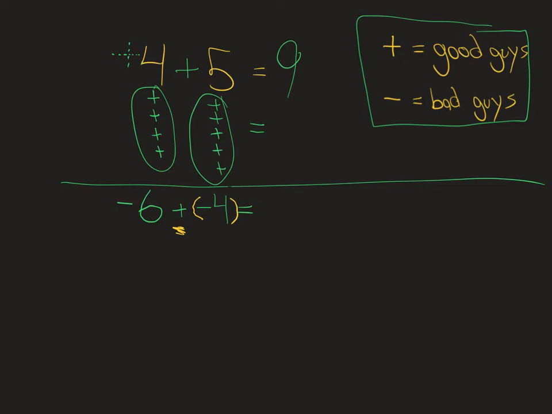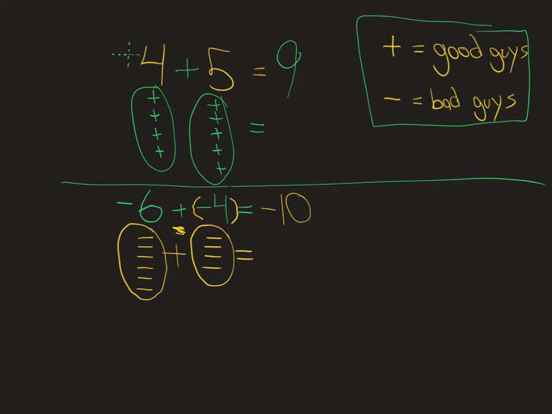Now, if we wrote this out, -6 tells me 6 bad guys. I'd represent it like that. -4 tells me 4 more bad guys. And this problem is actually just like the one above because they're all of the same type. I've got 6 bad guys. I've got 4 bad guys. They're all going to get together, and what are they going to do? Probably rob a bank. 10 bad guys all together.